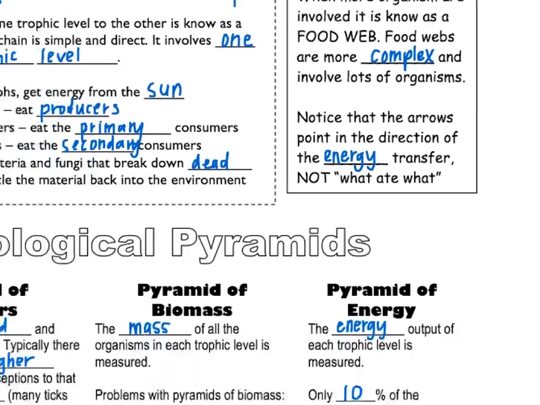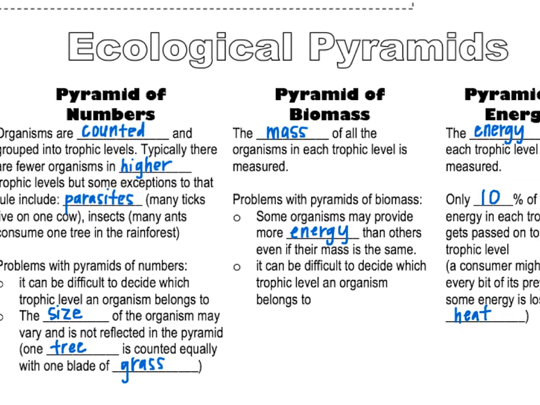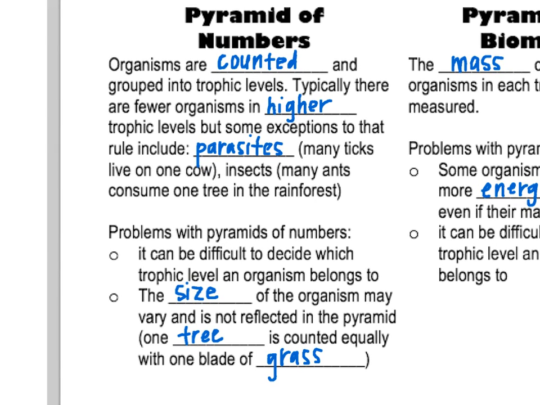Now we're going to look at 3 different ways of representing an ecosystem. There are 3 different pyramids that you can draw to represent an ecosystem. The first one is a pyramid of numbers. And a pyramid of numbers is made by counting the organisms in each trophic level. So if there's more than one organism in the same trophic level, you're going to add those numbers together. Usually there are fewer organisms in higher trophic levels, things like tigers and bears. Those things, there's usually fewer of them than there are, say, producers like grass and trees.